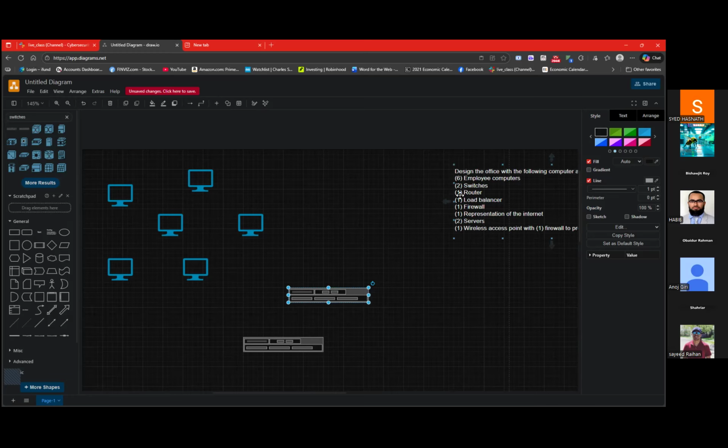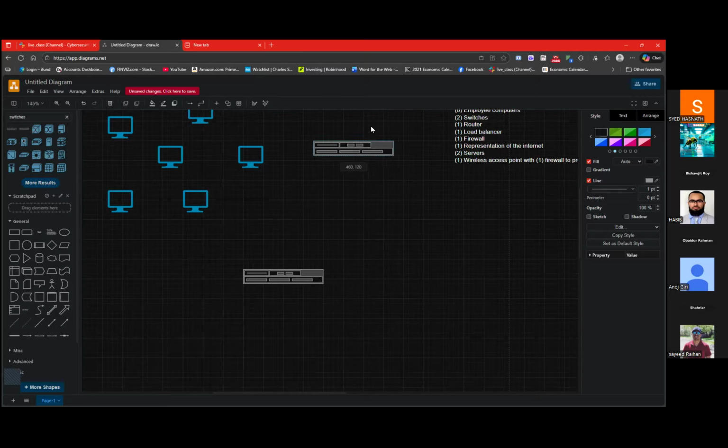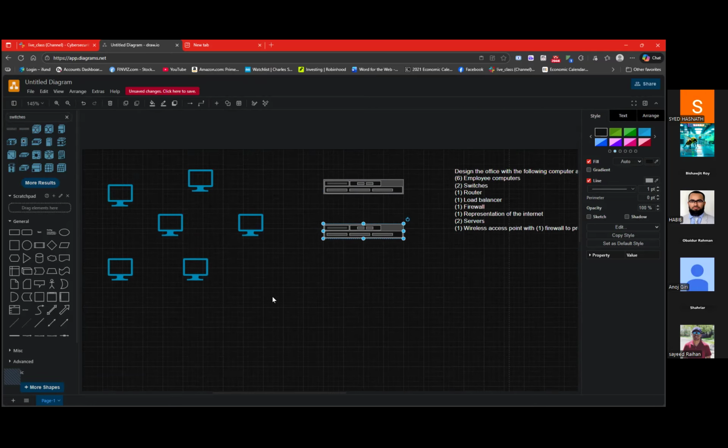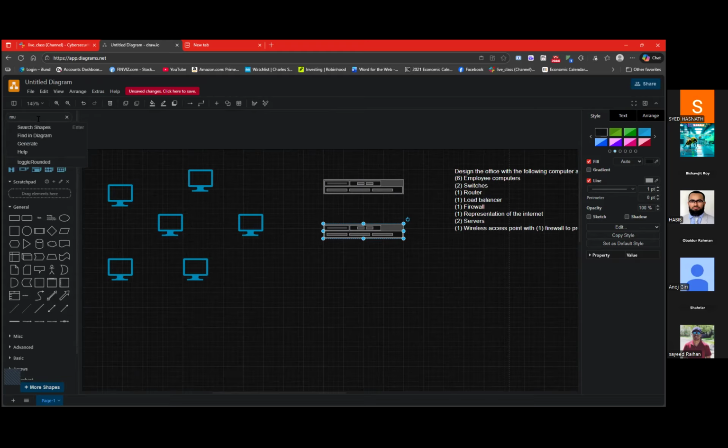Employee, 6 employees, 2 switches. Okay. Then 1 router.